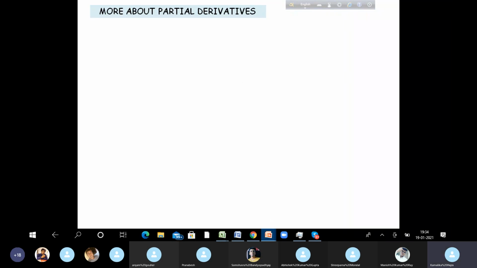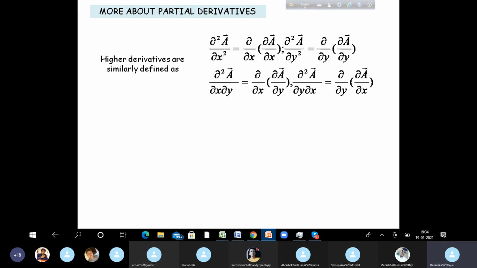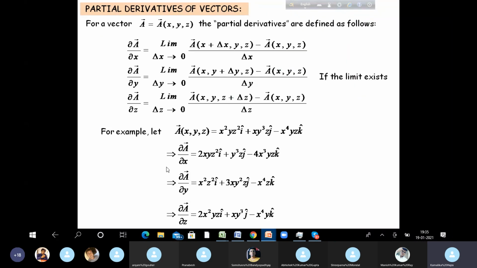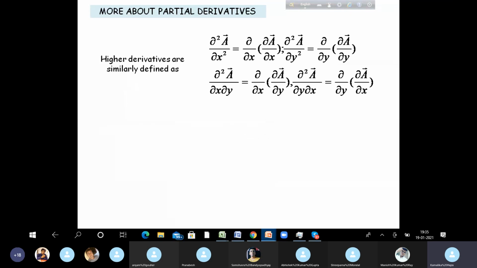Now a little bit more information about partial derivatives. You can define the higher derivatives in terms of partial differentiation like this. For example, del 2A del x2 will be del del x of del A del x. So in the previous example, you found out del A del x. You can similarly now find out del 2A del x2, del 3A del x3. You can similarly find out del 2A del y2. Just keep differentiating with respect to y, keeping x and z constant. For del 2A del x2, just keep differentiating with respect to x, keeping y and z constant. In that manner, you can get the higher derivatives.